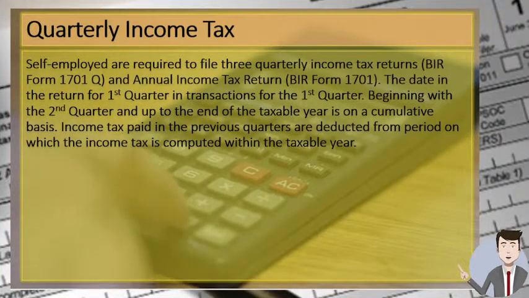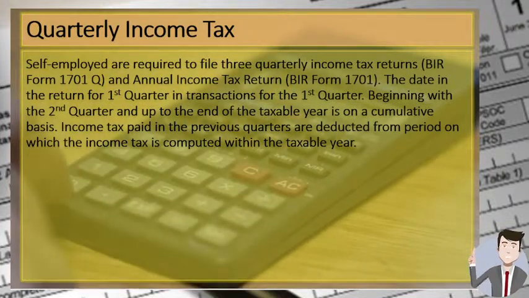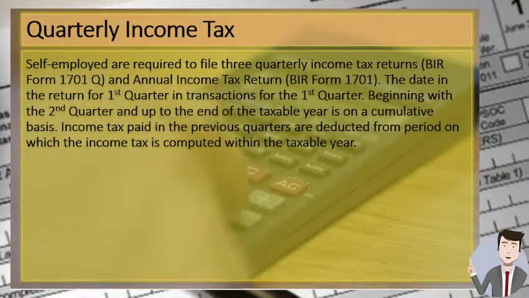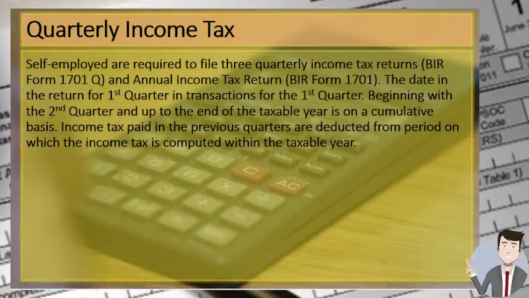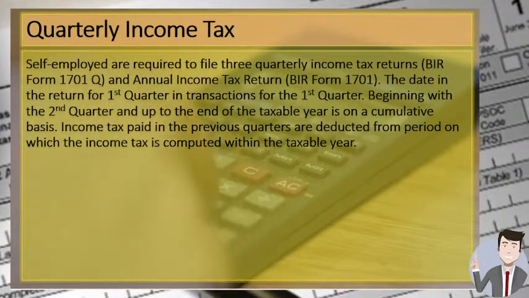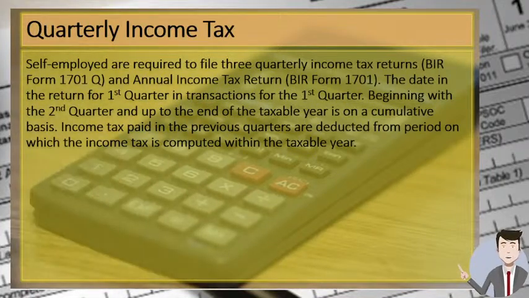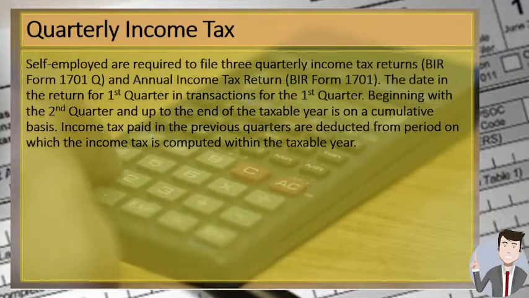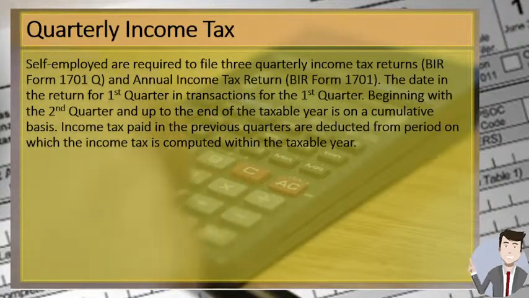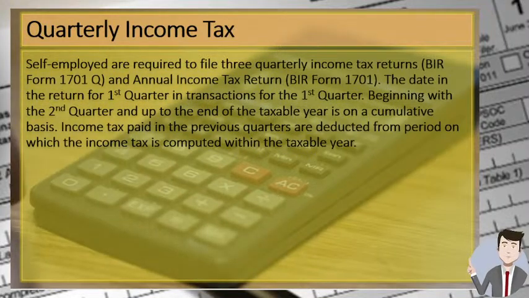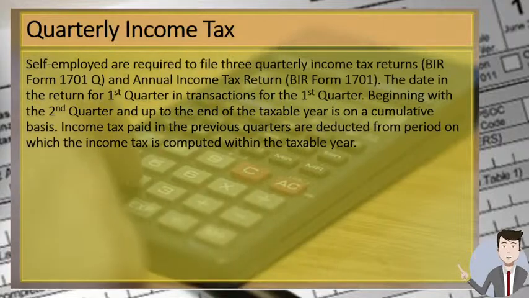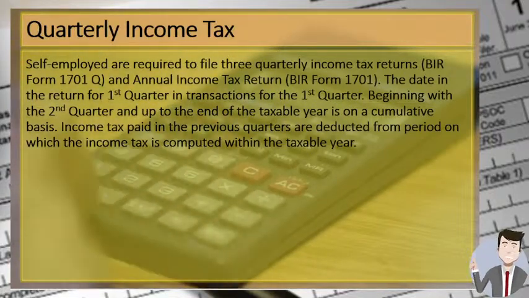So guys, it piles up. It does not mean that because you already filed and paid for the first quarter, the information, let's say your gross income and expenses in the first quarter, will no longer be considered. That's not the case in quarterly income tax payment. It piles up, guys, so you accumulate it. If you're going to compute your second quarter, you have to include all your business transactions from January, from the beginning of your first quarter.